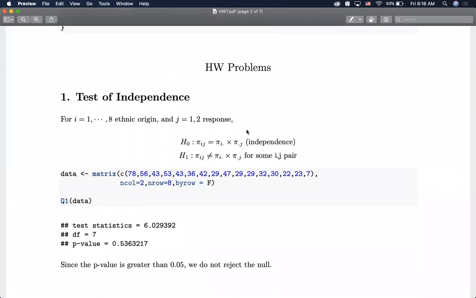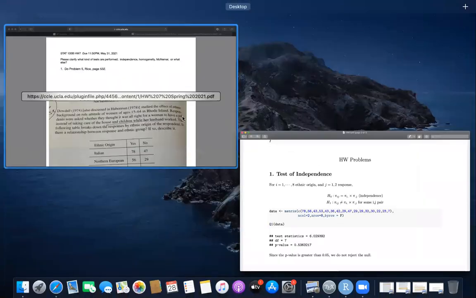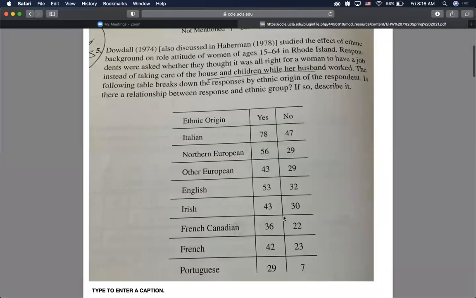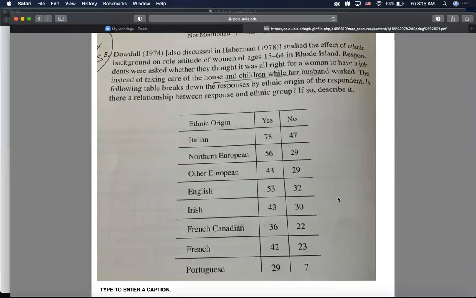Okay, so the first problem, we have 8 different categories and 2 groups. We want to check that the categorical distribution in this group is about the same as the categorical distribution in here. So even if we have multiple groups, we're basically just checking that the categorical distribution across different groups are the same.